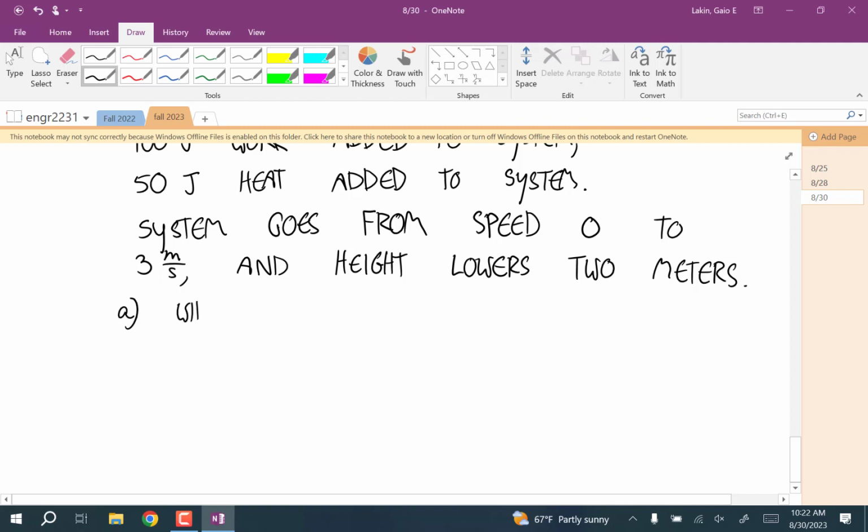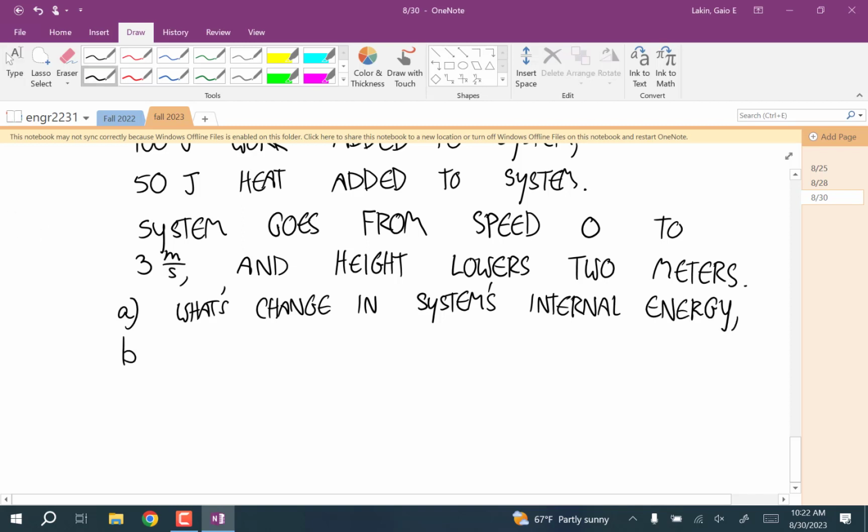So first, what's the change in the system's internal energy? And second, what's the change in the system's specific internal energy?